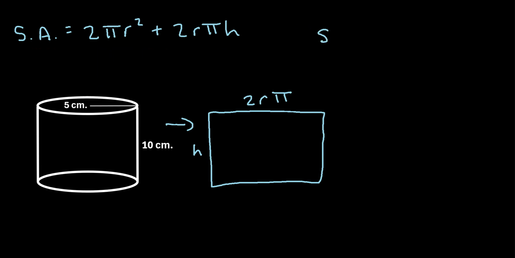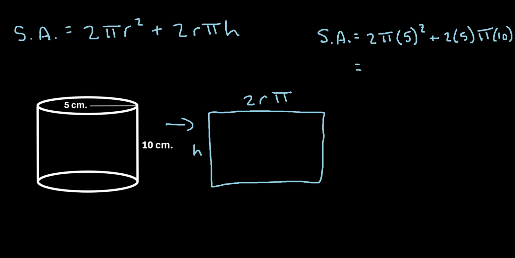So we'll say surface area is equal to 2 pi r squared. So r, we're told the radius is 5. So we'll say 2 pi times 5 squared plus 2 times r, so 2r is 5, times pi times the height. We're told the height is 10. So we'll say 10.